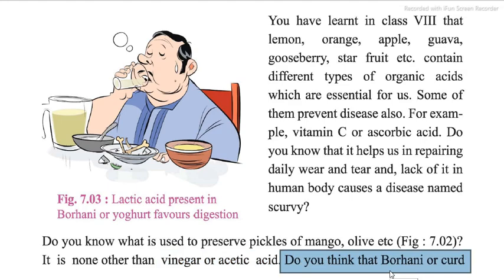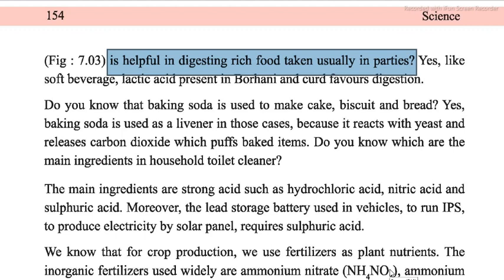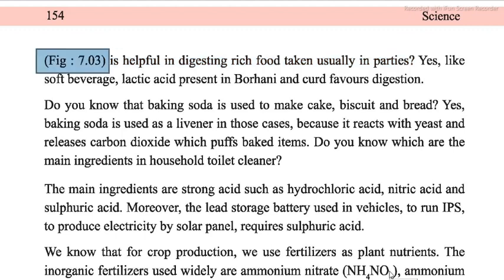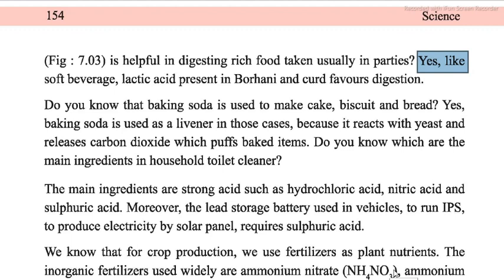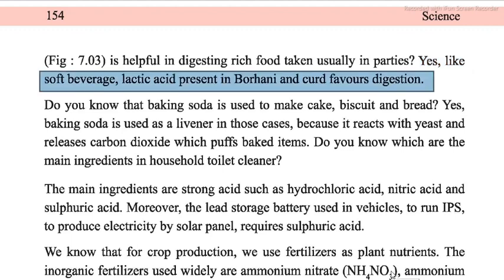Do you think that borhani is helpful in digesting rich food taken usually in parties? Figure 7.03. Let's take a look at the picture and say that lactic acid present in borhani or yogurt favors digestion. Yes, like a soft beverage, lactic acid present in borhani and curd favors digestion.